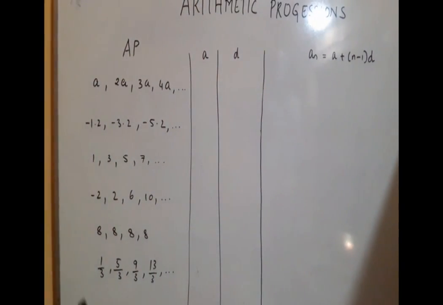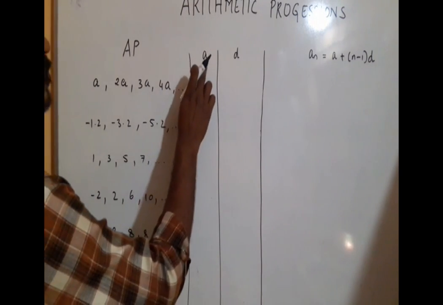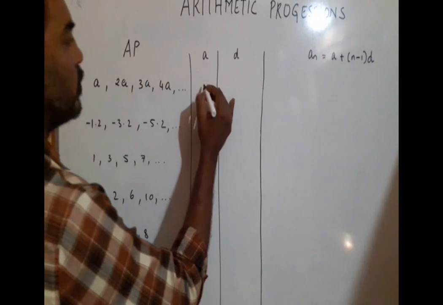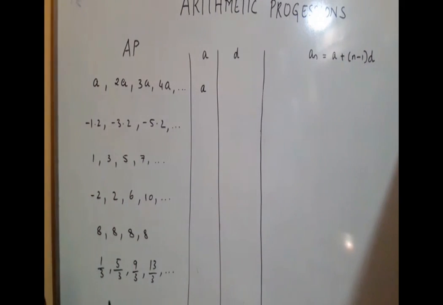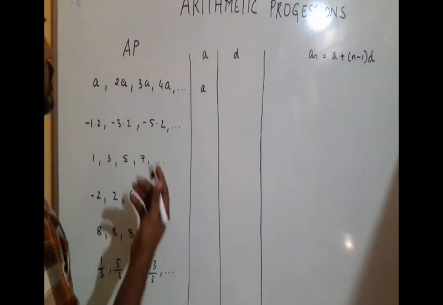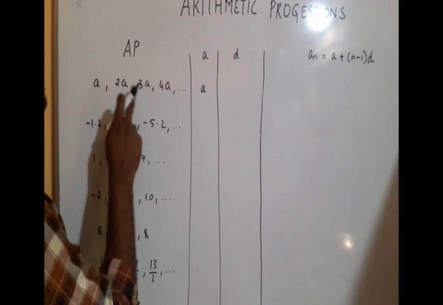So let us proceed. As you can see, the first term of the sequence is A. So I write down: the first term is A. The common difference can be found by subtracting any term from the succeeding term.